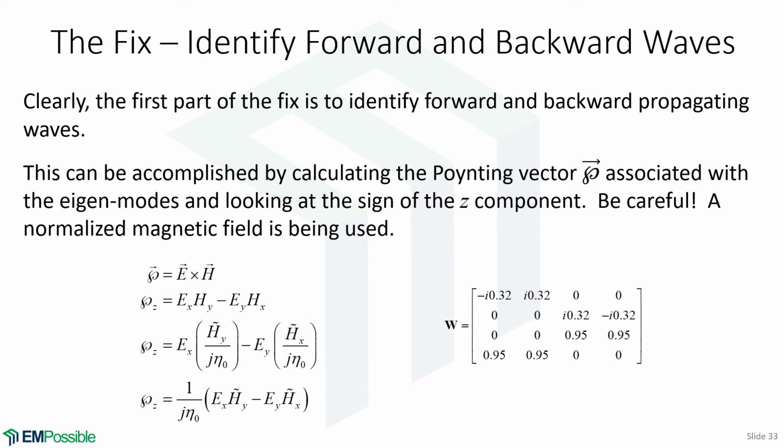We can look at the z component of the Poynting vector. We can look at the cross product of E cross H. We do a whole bunch of work and we get to this expression. And we can look at the sign of the z component. If it's positive, we're talking about a wave going in the positive z direction. If it's negative, the wave is traveling in the negative z direction. So over on the right here, we're looking at our eigenvector matrix. And we can do this math, and we can identify which of those modes are forward propagating and which are backward propagating. Now what we see is that they're scrambled.